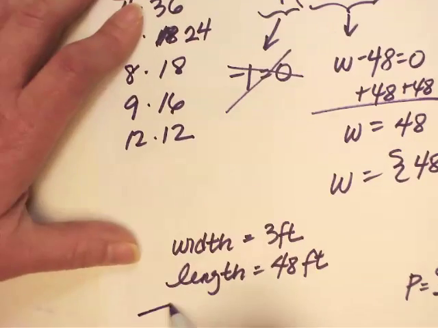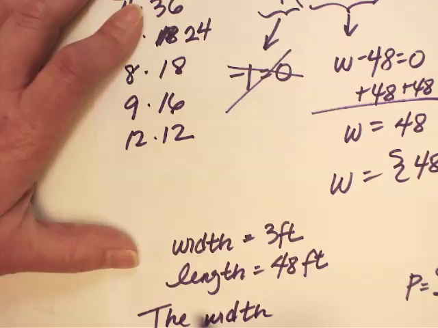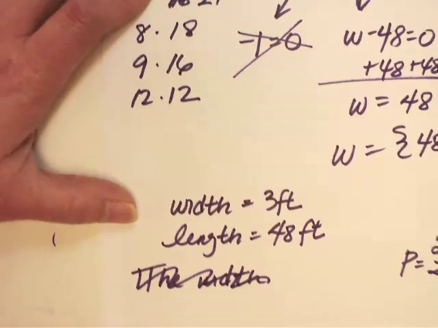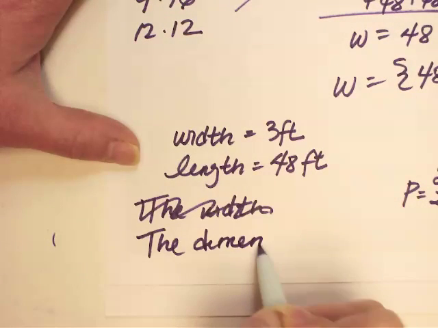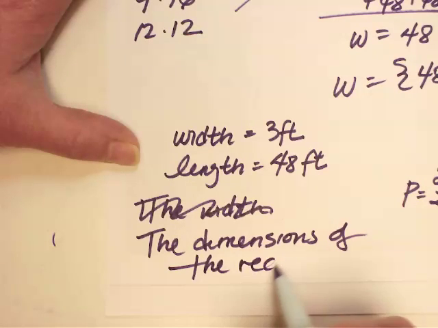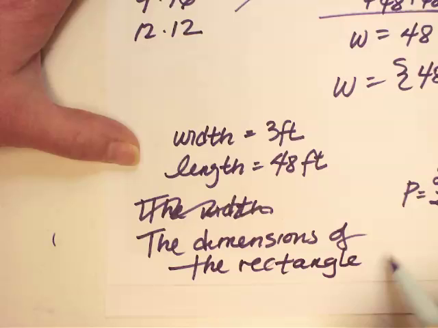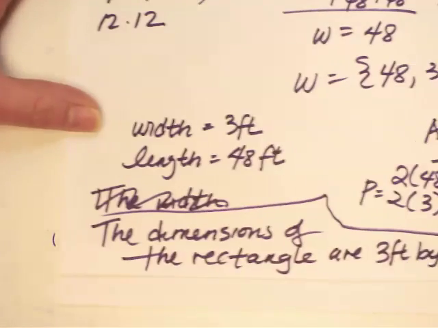So the width and length, or we could just say dimensions, since the problem did say dimensions, we could say the dimensions of the rectangle are 3 feet by 48 feet. And that would be the end of that problem.